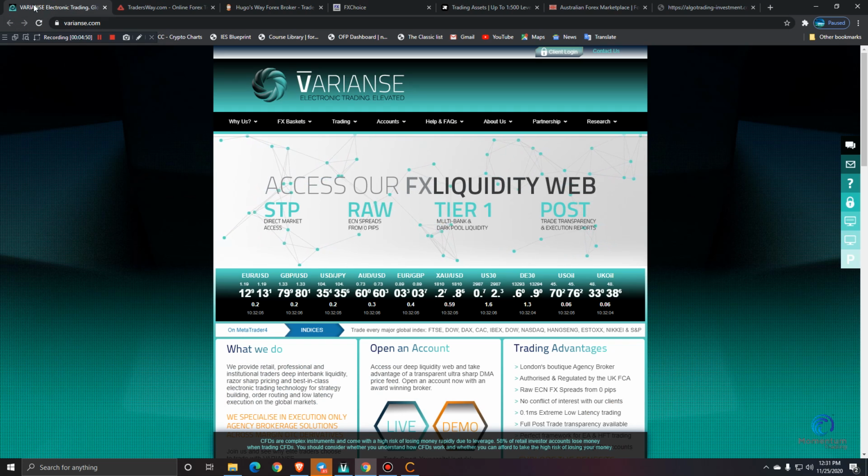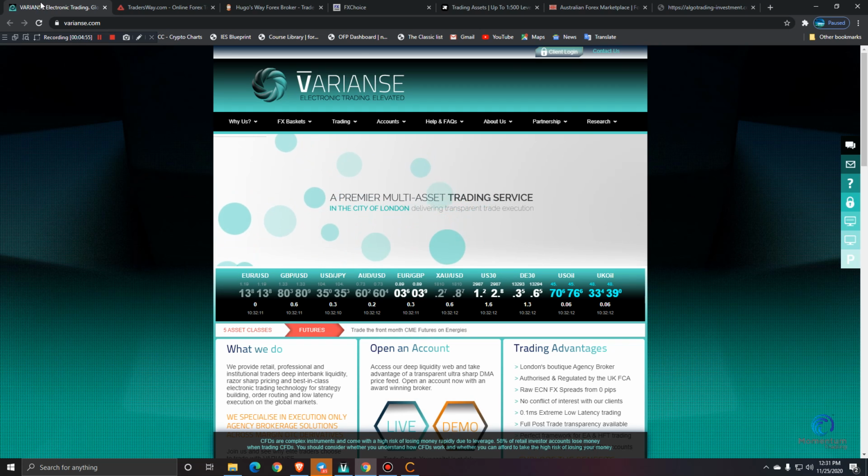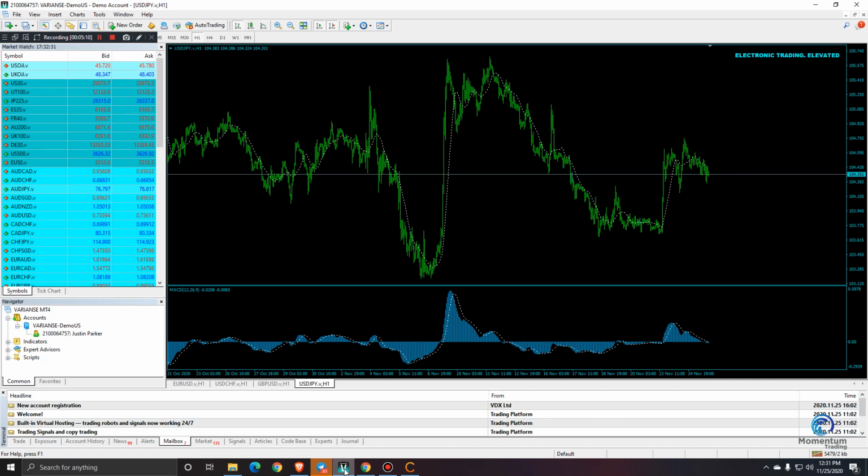A friend of mine just recommended Variance, so I went in. I created an account, created a demo account. They give you a login and a password. You download the MT4. You copy and paste the login and the password. When you download it, it's going to pop up like this, and there'll be a little login screen. You type in your credentials, demo server, and it'll pop you in just like this.